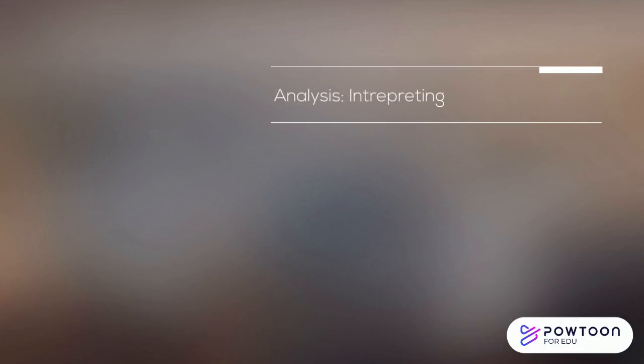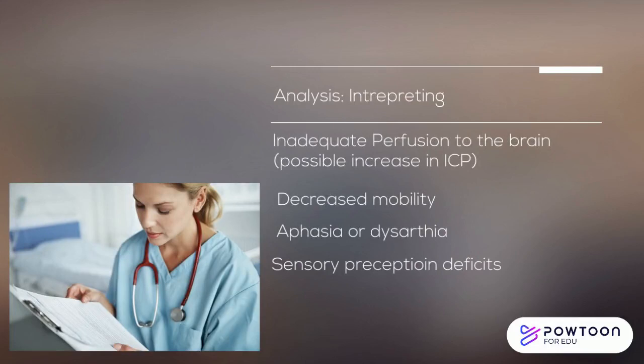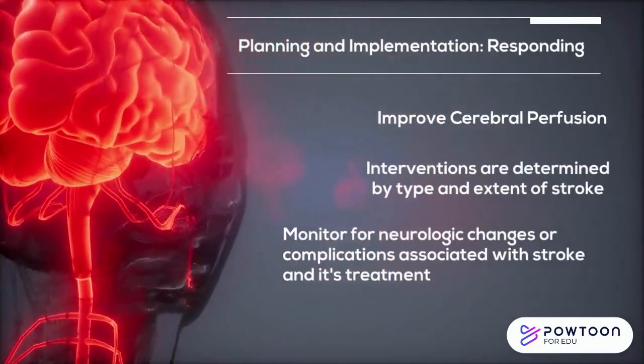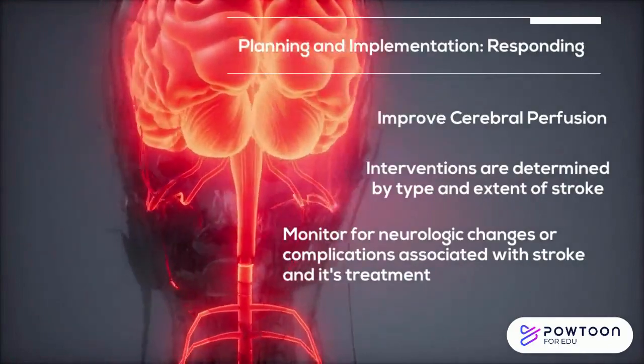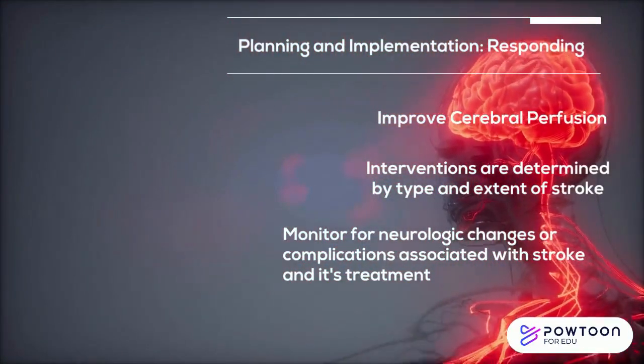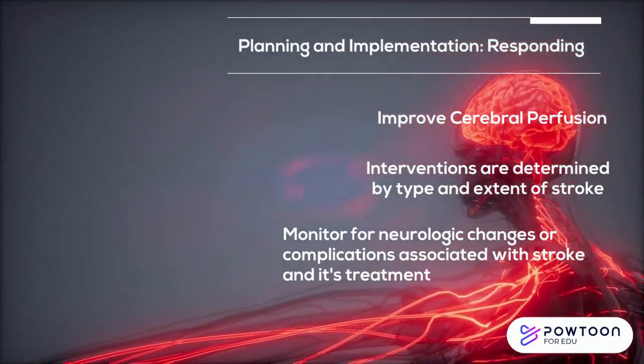Once you've collected all your data from your assessments, it's time to prioritize that information and look for any potential problems that your client may have related to perfusion or stroke. The goal for acute stroke, whether it's hemorrhagic or embolic, is to restore cerebral perfusion. So depending on what kind of stroke it is, where it is, and the extent of the stroke is going to determine the interventions that are available.